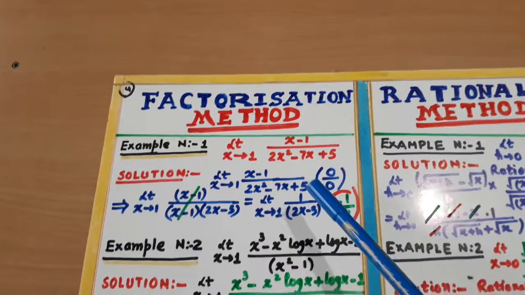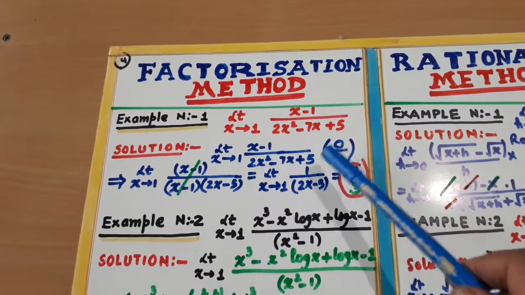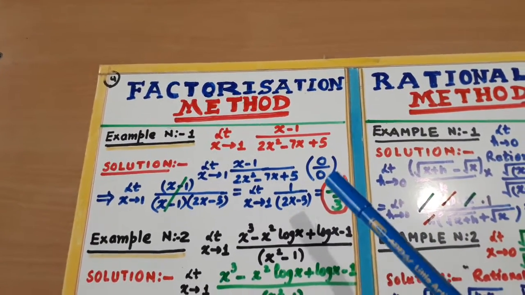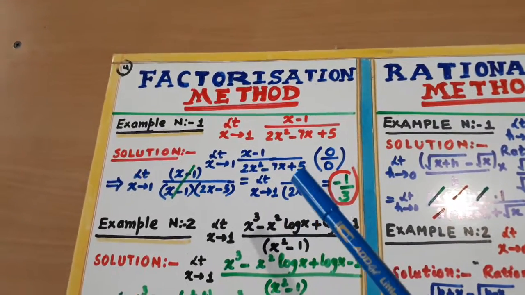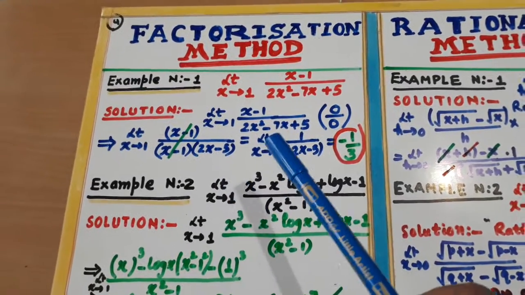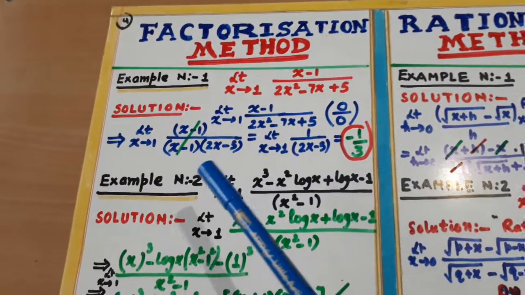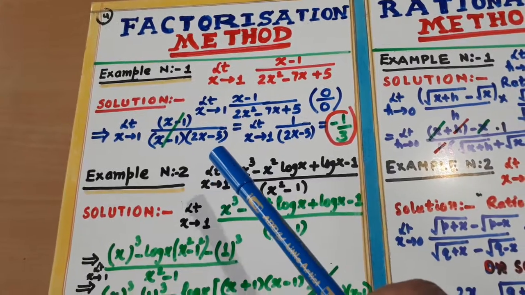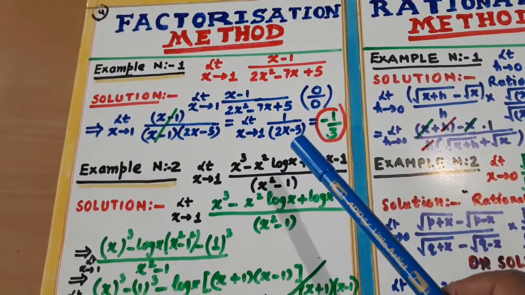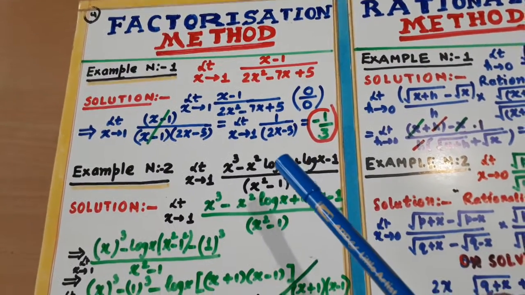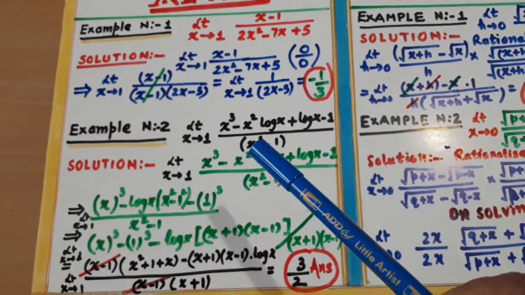Put x equal to 1. What do you get? You will get 0 by 0. When you put x equal to 1, you are bound to get 0 by 0. So it means x minus 1 is a factor in the numerator as well as in the denominator. I have factorized this denominator. X minus 1 was already there in the numerator, and x minus 1 has come in the denominator also. So cancel this. So limit x goes to 1, 1 over (2x minus 5) will give you minus 1 by 3.